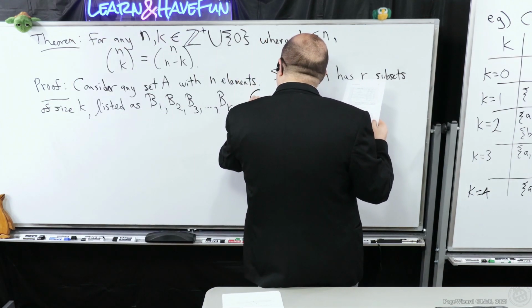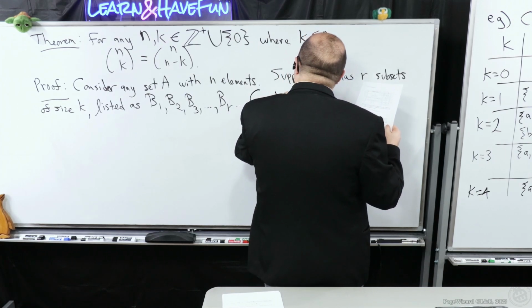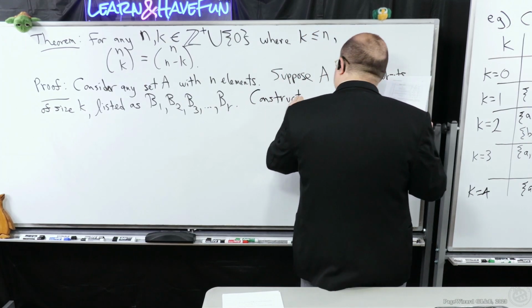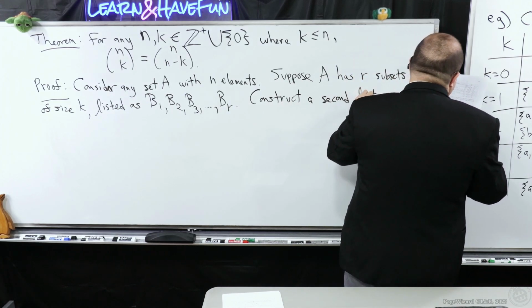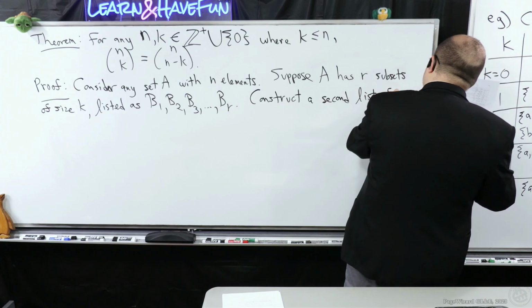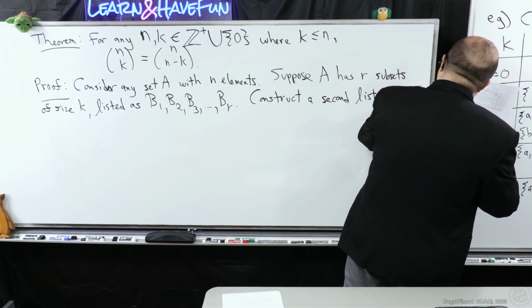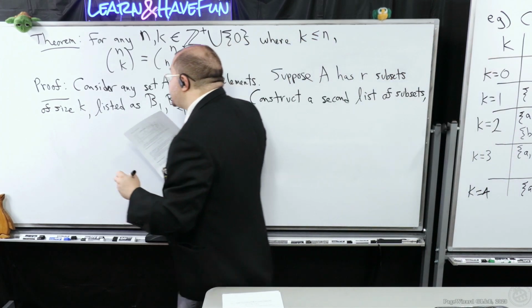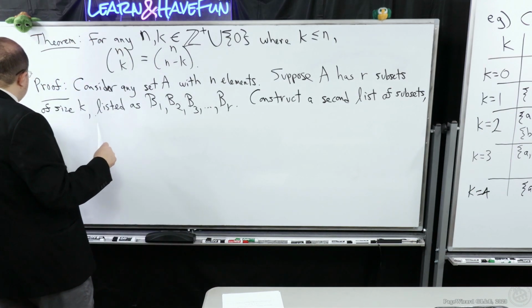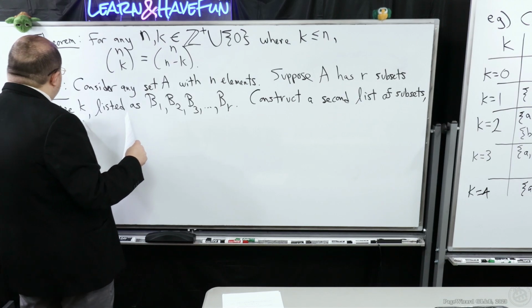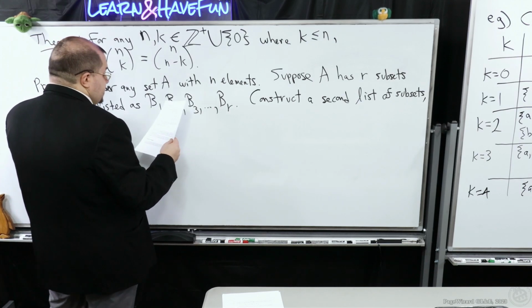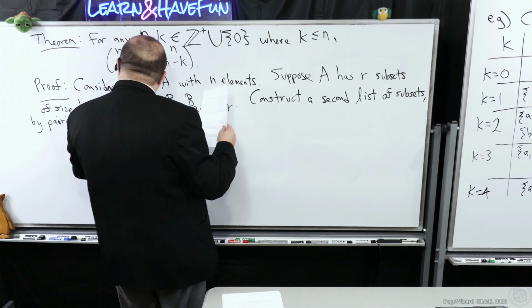So now here's how we're going to construct the second list. Construct a second list of subsets by pairing subsets of the first. So here's the construction.